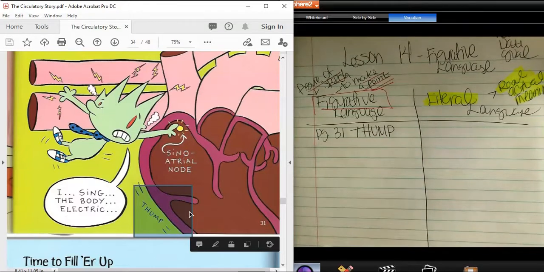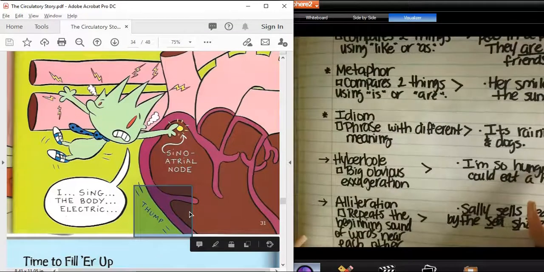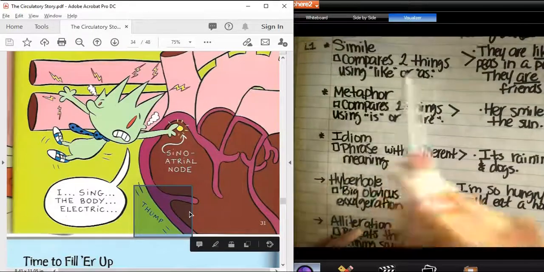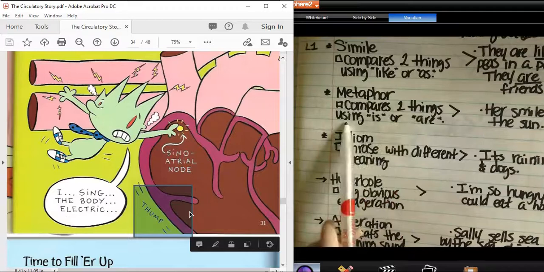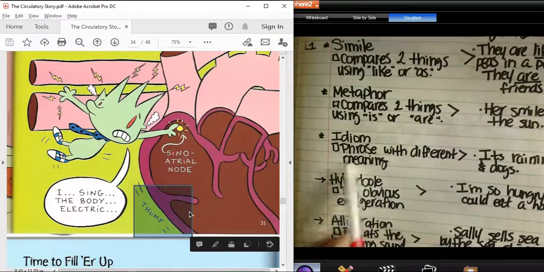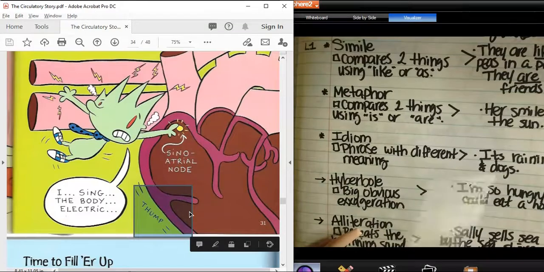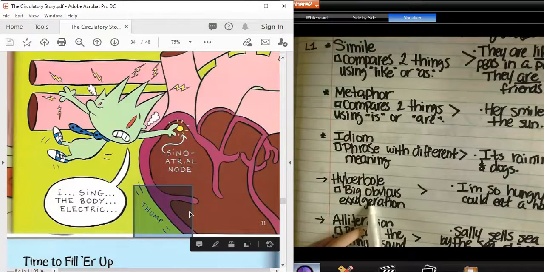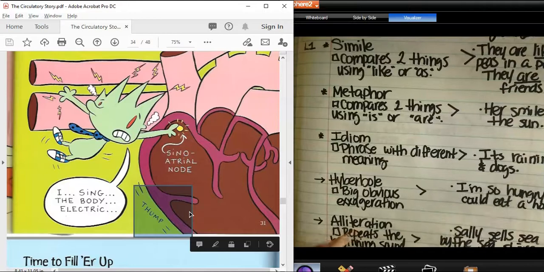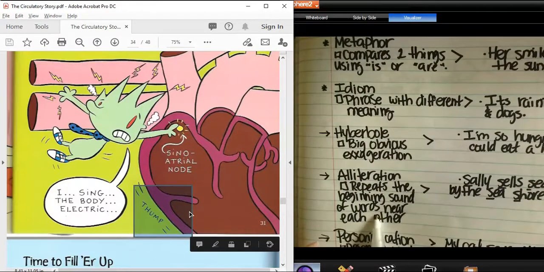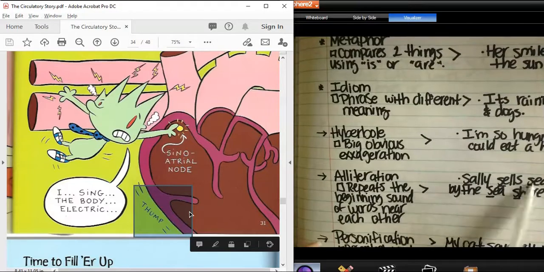So when we look at our anchor chart, what does it say? Is it comparing two things using like or as? No. Is it a metaphor comparing two things is or are? No. Is it an idiom? It's a phrase with different meaning, like it's raining cats and dogs. No. Is it an obvious exaggeration, like I'm so hungry I could eat a horse? No. Is it an alliteration? It repeats the beginning sound of words near each other? Well, no, there's no more words.